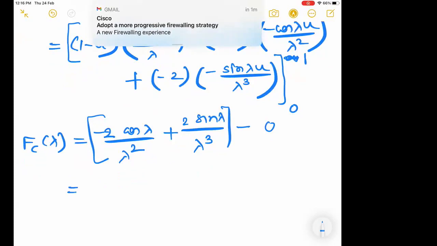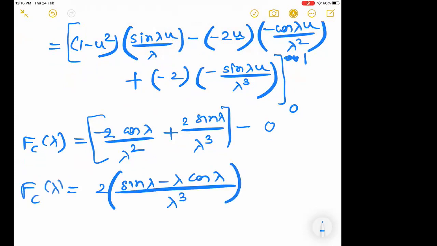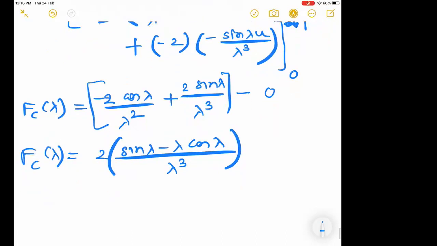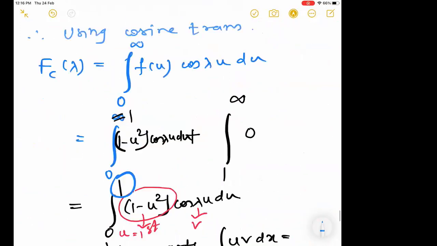And that means 2 into bracket sine lambda minus lambda cos lambda divided by lambda cube. I can put it like that, 2 can be taken common. Is it correct? 2 times sine lambda minus lambda cos lambda upon lambda cube, taking the LCM as lambda cube. Following or not? Yes, ma'am. Yeah, so Fc lambda, the answer, you just got it. Now, this is the first part over. Find the Fourier transform. So Fourier transform done.